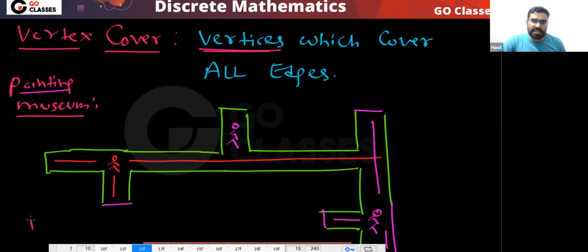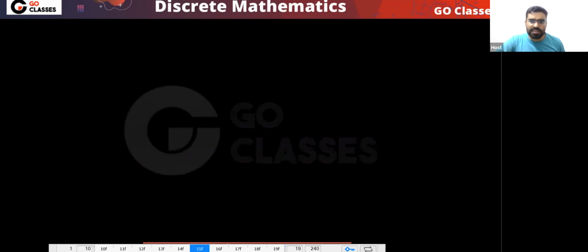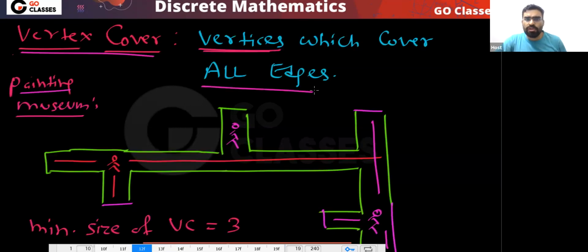Yes or no? So I can say the minimum size of vertex cover, that will be 3. Is this clear to everyone? So what is the vertex cover problem? This vertex cover problem is very simple: you want to choose vertices which will cover all the edges. Remember, you have to cover all the edges. This is important.